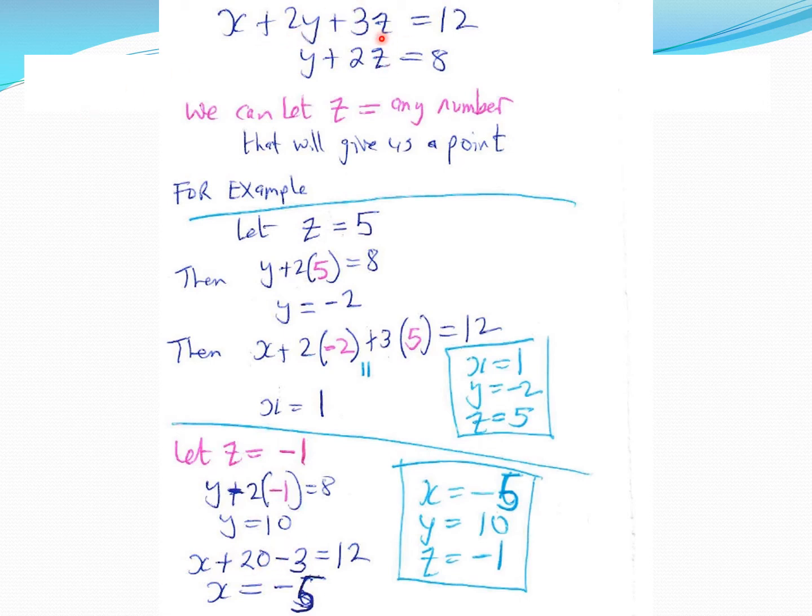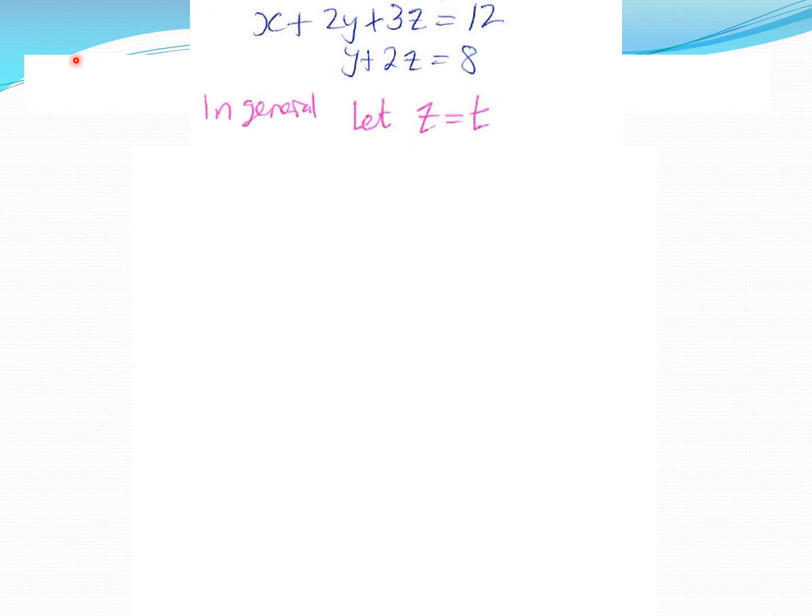So then feed the 10 and the minus 1 back into the top equation. 10 in for y, minus 1 for z. So x plus 20 minus 3, that'll be x plus 17. x plus 17 is 12. So x equals minus 5. So x is minus 5, y is 10, z is minus 1. So we've seen two examples where you can pick particular numbers for the z value and come up with points that lie on the three planes. So in general, we're going to come up with a solution now.